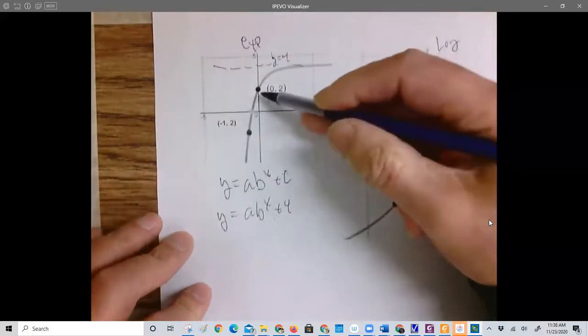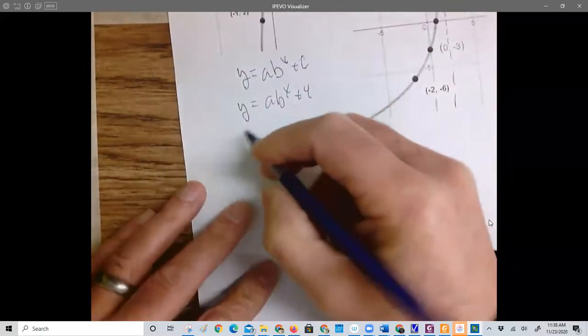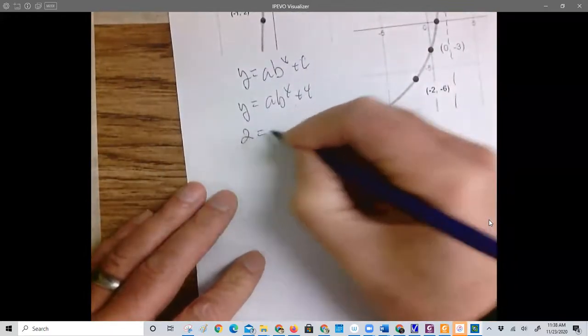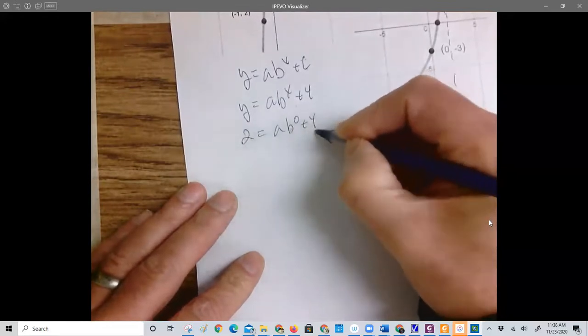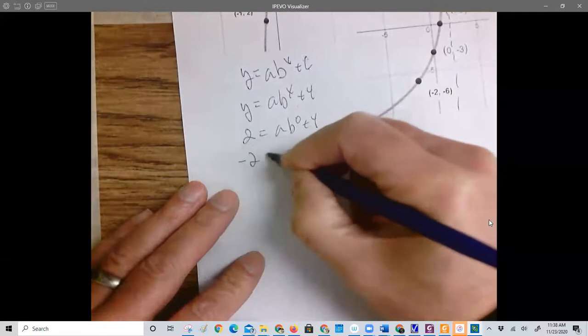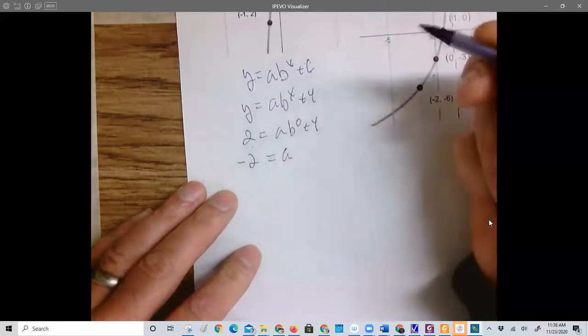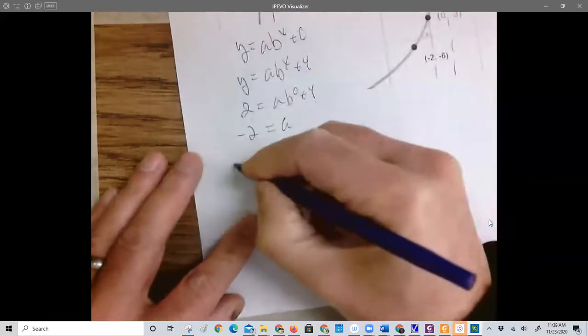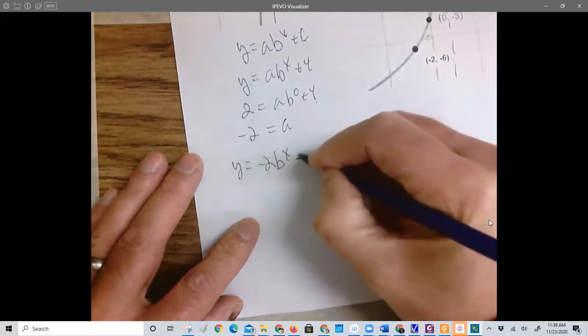And then I see the nice y-intercept here of (0, 2). That'll probably let me find a. So 2 equals a times b to the 0 plus 4. Well, I'm going to subtract 4, I get -2. And I know that b to the 0 is 1, so a equals -2. So y equals -2 times b to the x plus 4.